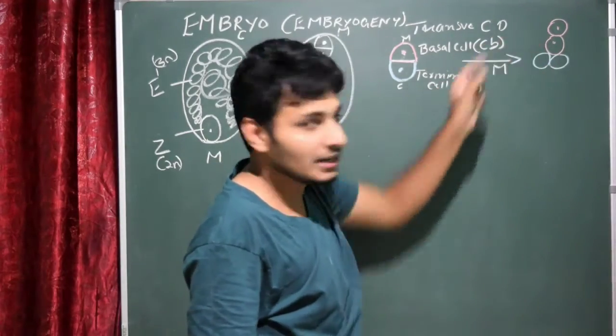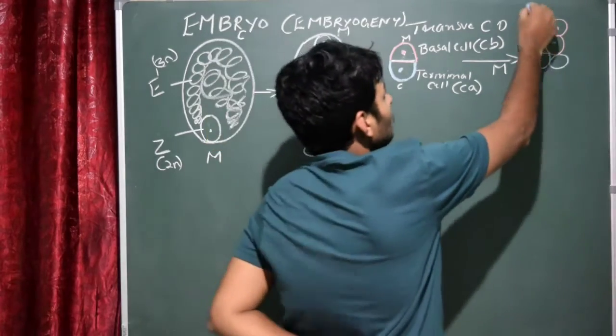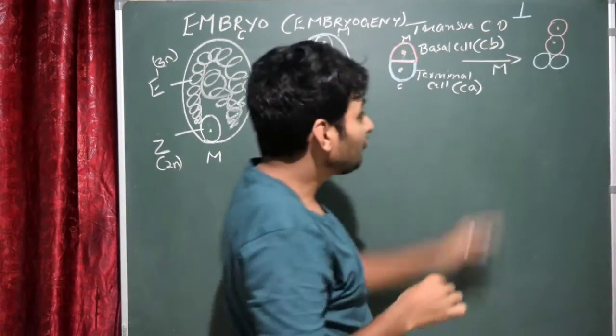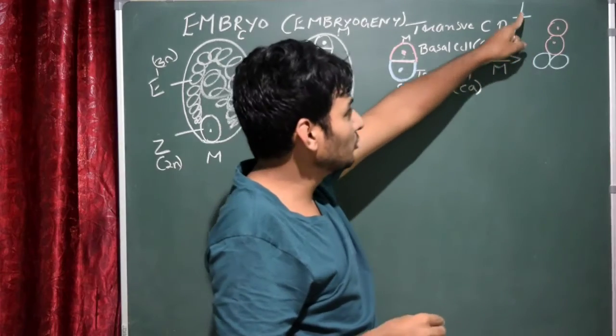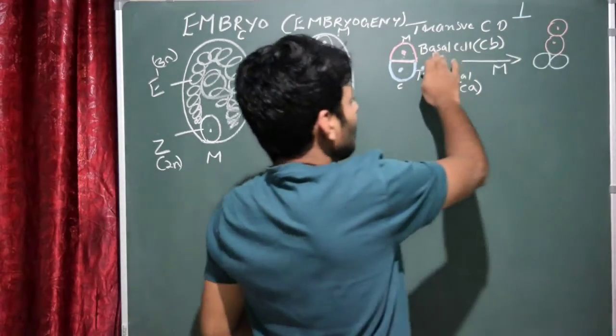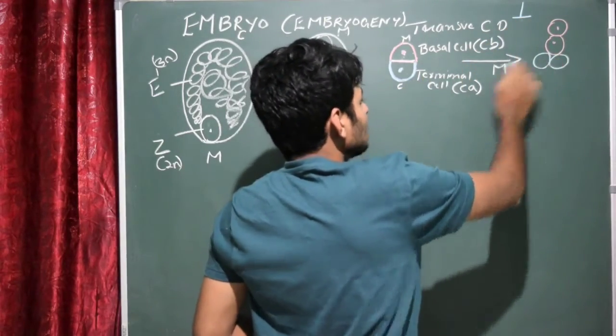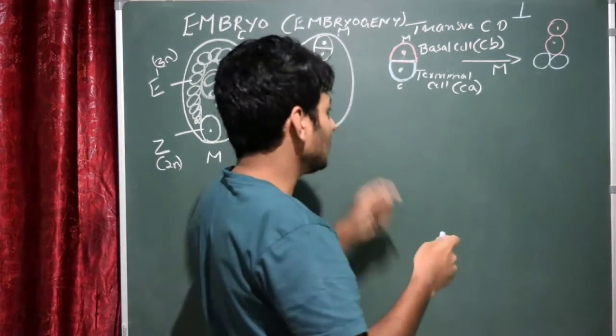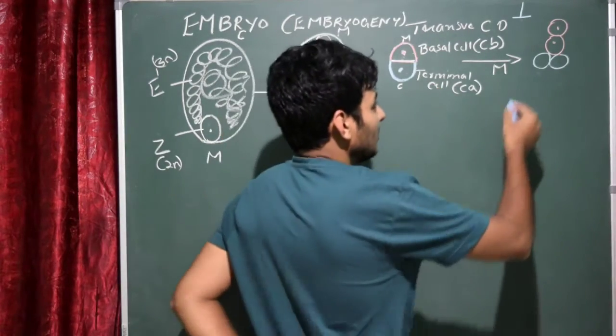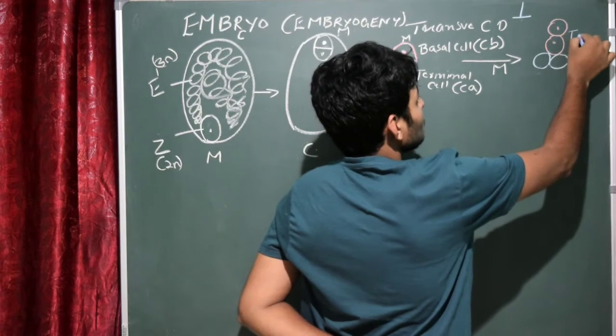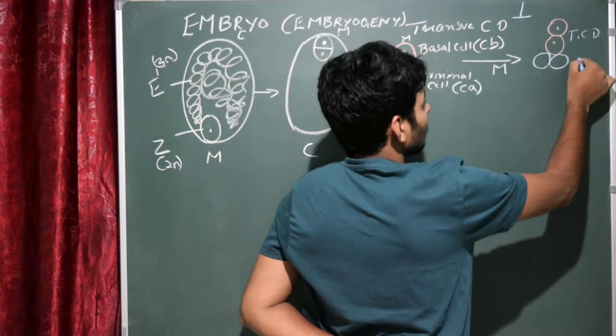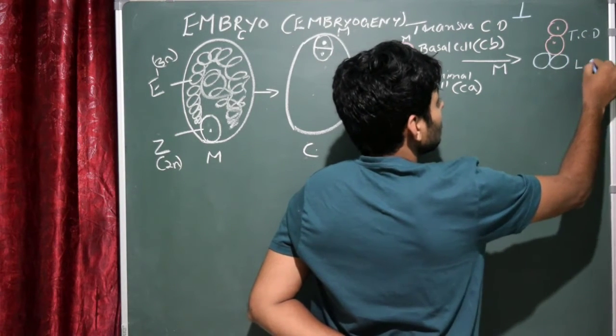And how does it look? It looks like an inverted T, correct? It looks like this. This is the first embryo. So inverted T-shaped, and two cells are the basal cells, and these two blue cells are terminal cells or CA, or chalazal sided cells. This is because of the transverse cell division, and this is because of the longitudinal cell division.